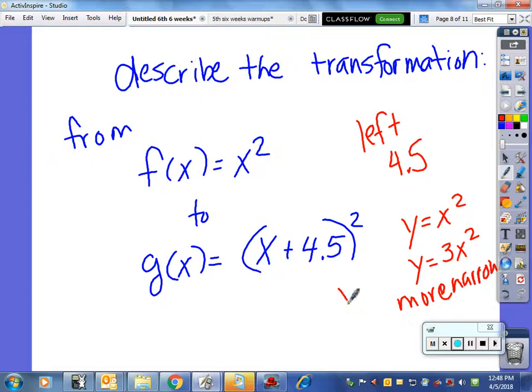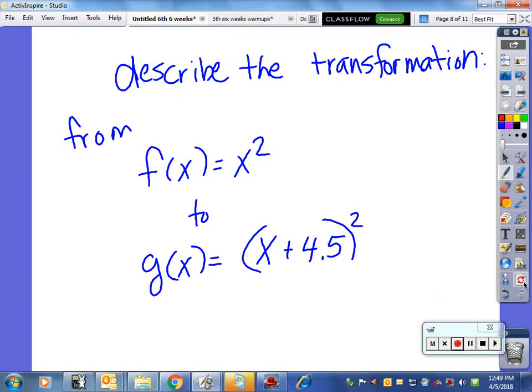How do I make it fatter? A fraction value of a. Y equals 1/2 x squared makes it fat. Fractions make you fat. What if I wanted it to open down instead of up? Make it negative. The negative just makes it go down instead of up.